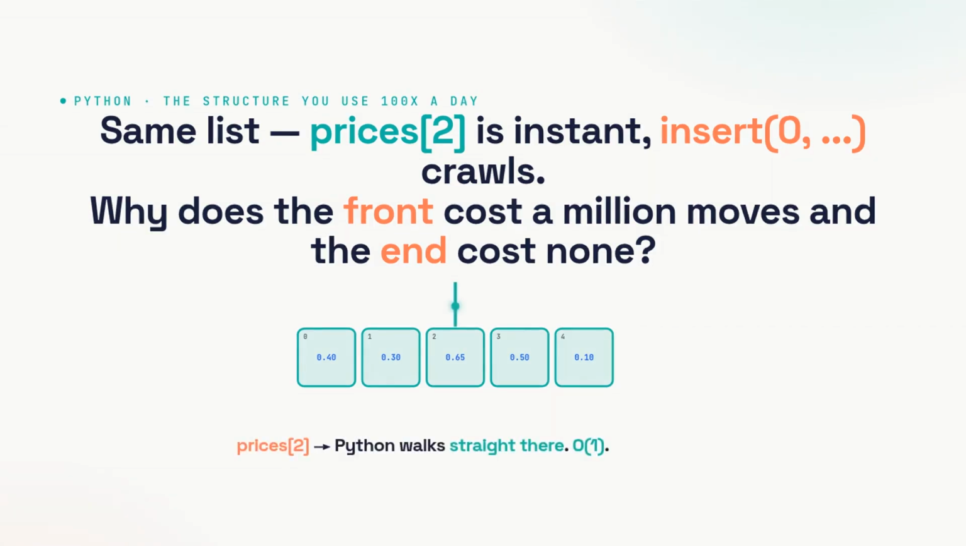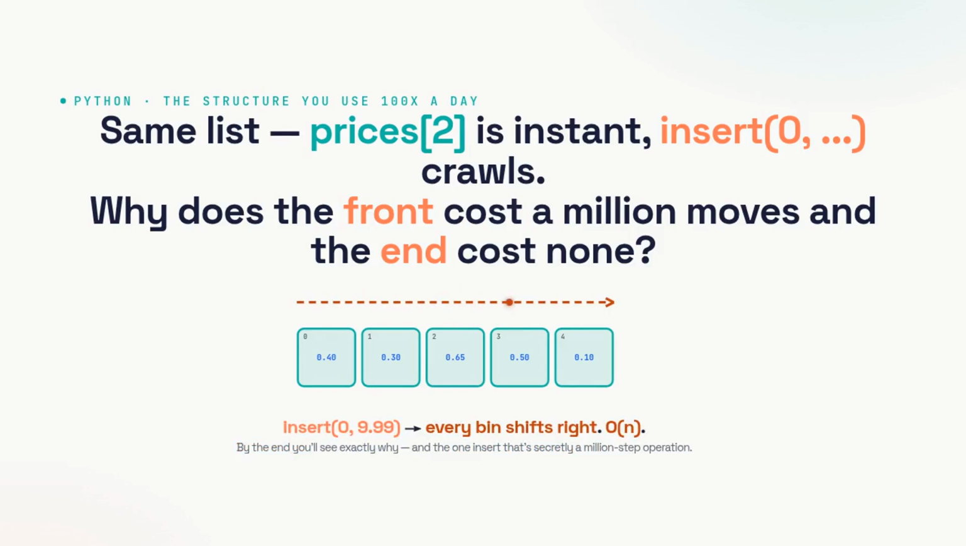Prices[2], Python walks straight to that bin in a single step, whether the list has 3 items or 3 million. That's O(1). But insert at index 0, that one crawls. Every bin has to shuffle right to make room. That's O(n), and by the end of this video you'll see exactly why the front costs a million moves and the end costs none. The one insert that's secretly a million-step operation.